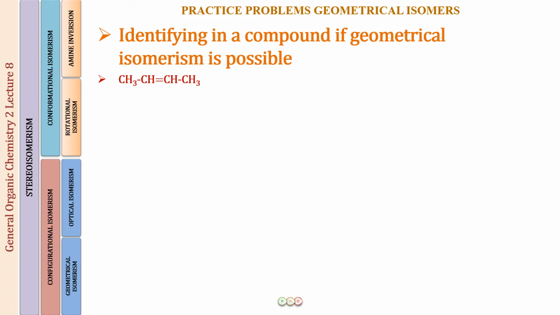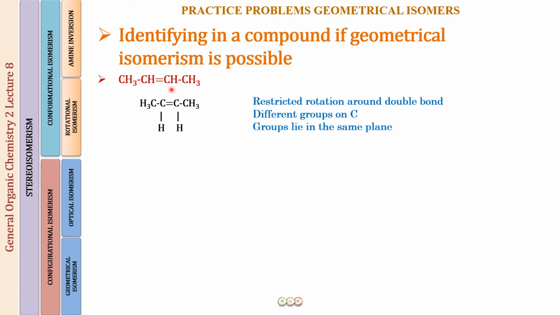So what are you going to do? Well, you can just see it directly, or you can elaborate the structure, and then you have to remember the conditions which you learned in the past two lectures for which geometrical isomerism is possible or not. We have three conditions. First, we should have a restricted rotation in the molecule. Then, for the carbons involved in the geometrical isomerism, you have to see that there should be different groups present on the carbon. And then you have to see whether those groups attached to the carbons will lie in the same plane or not.